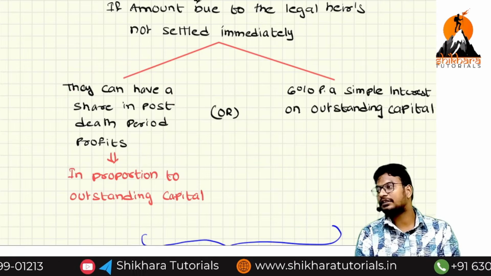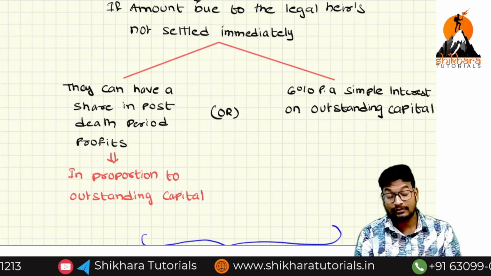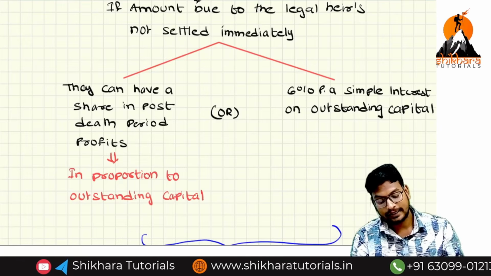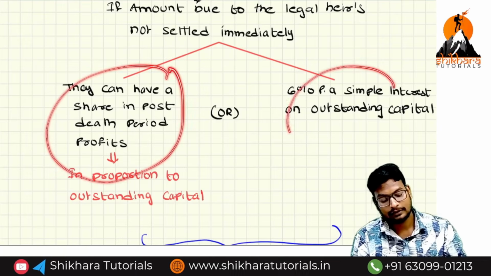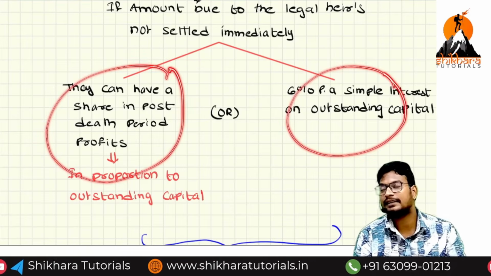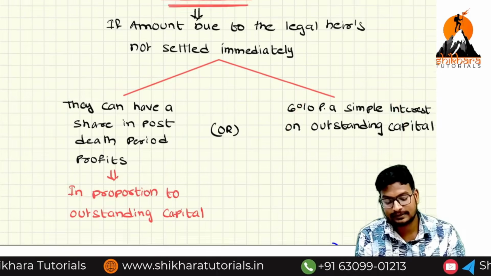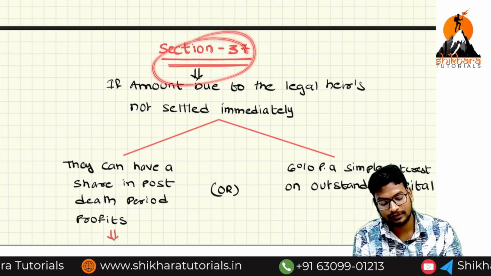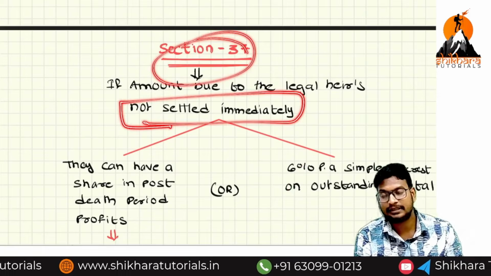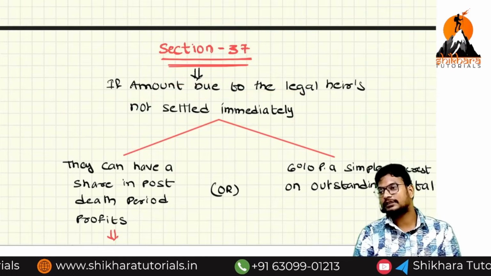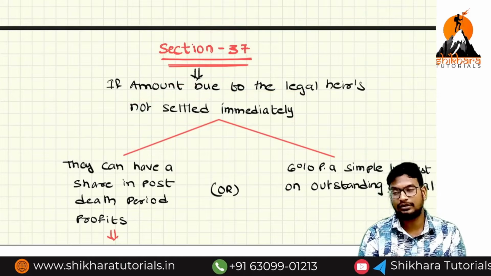This section is beneficial to whom? The legal heirs. That means how much amount do we need to give? The share of profits or the 6% simple interest, whichever is higher, we need to give to the legal heirs. Are you getting the point? This section will come into the picture only in the case of no immediate settlement. There is only one special case, that's all.